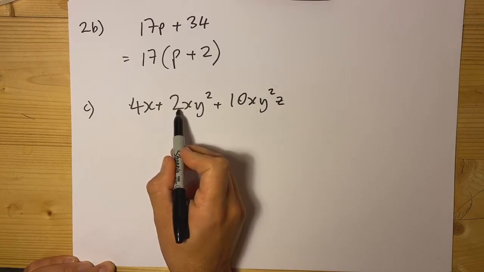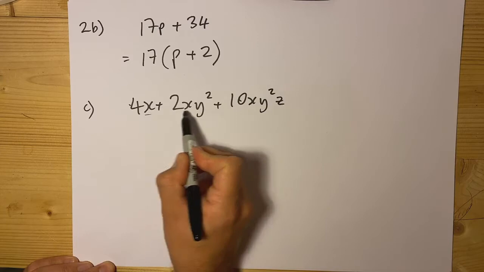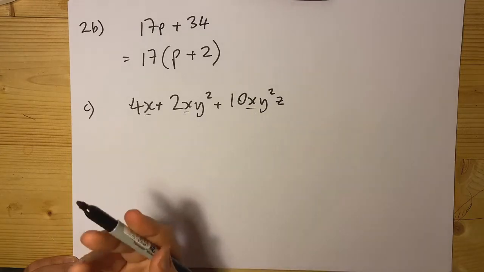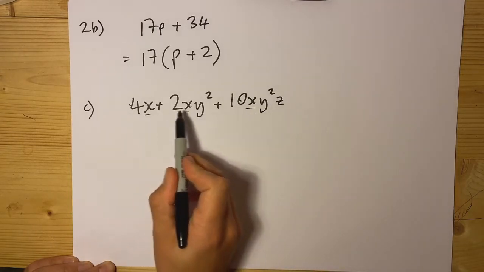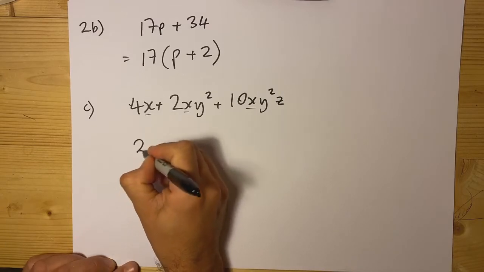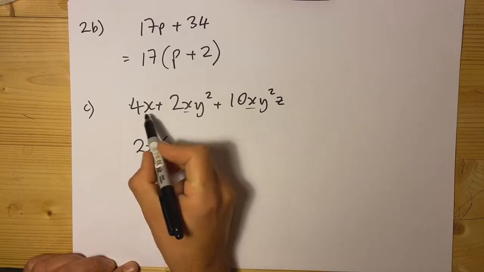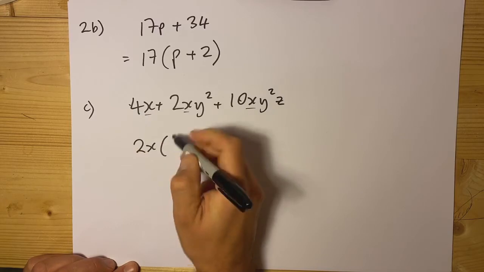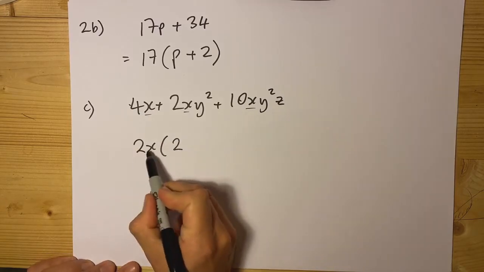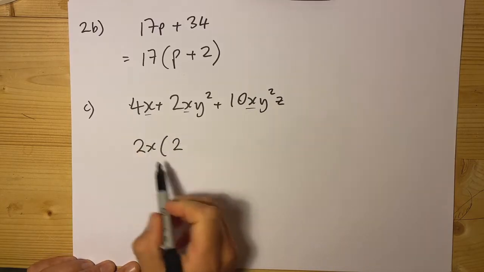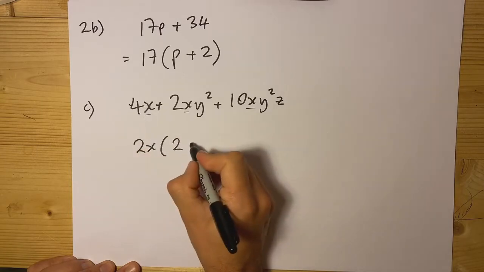So we can take out 2 outside of our bracket, but we can also see there's an x as well. So that's the first thing to start off with, because this is common to everything. So we can say, okay, 2x. Now, if we divide this by 2x, we're left with 2. 2x times 2 is 4x. So that's how we map that back onto there.